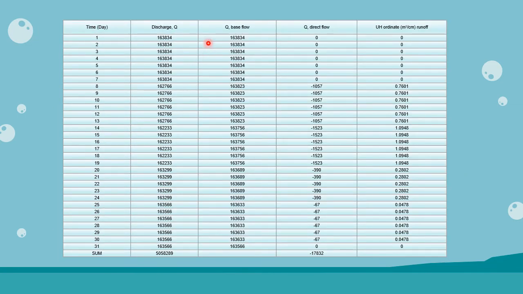And this is the data for base flow that we got after we interpolate the number from day 1 until day 31. And then we got the direct flow, which is discharge minus the base flow. And then we got all of this. We need to find the US ordinate to plot the graph. And this one is direct flow times the equivalent surface runoff. And then we got the value here to plot the graph.